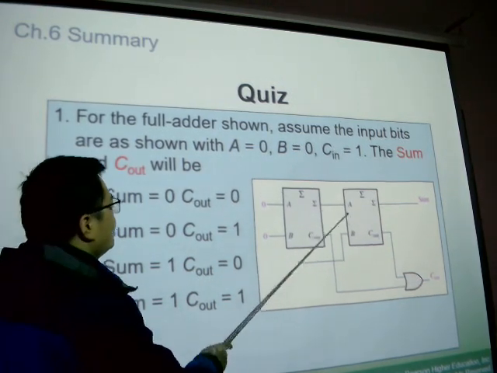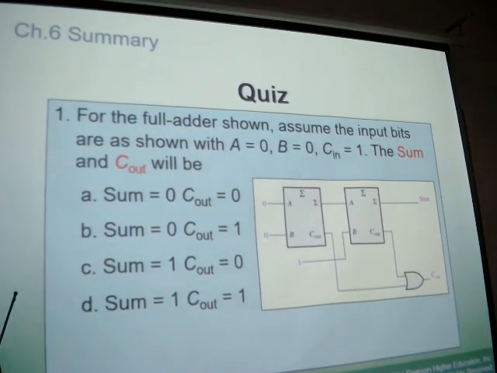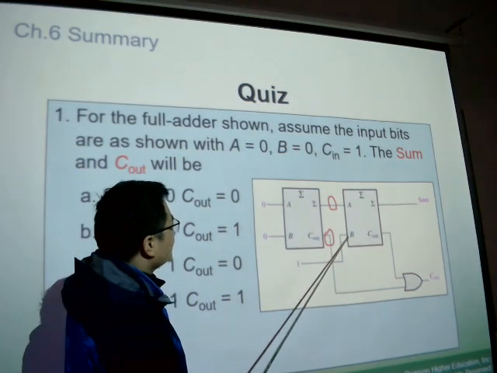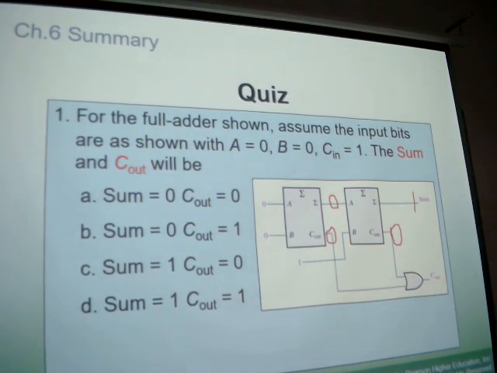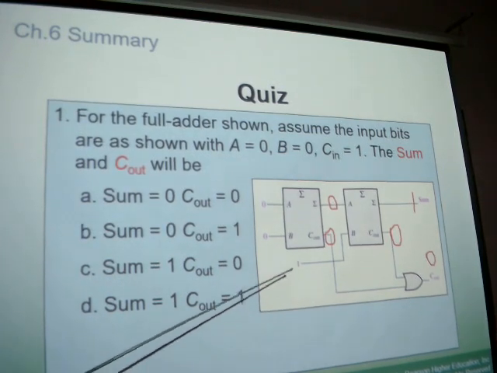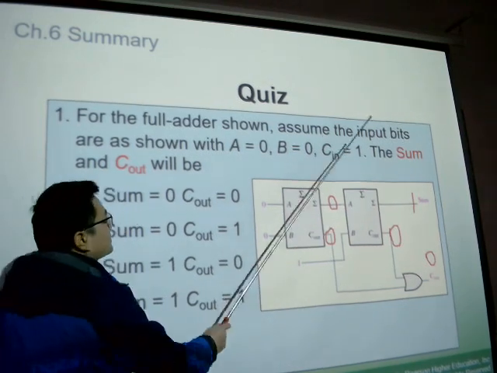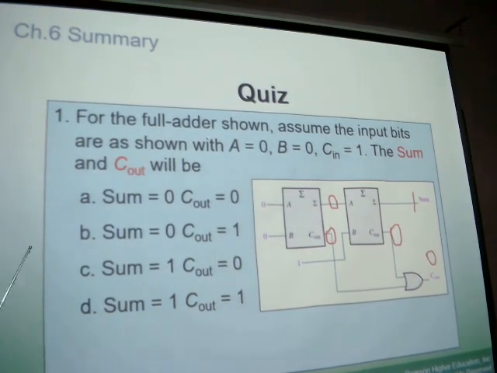There are two half adders. A plus B, the sum is 0 and the C out is 0. Then 1 plus 0: the sum is 1 and C out is 0. Then 0 plus 0, the output is 0. It is a full adder, so we can directly use A plus B plus C for the sum: 0 plus 1, the sum is 1 and the carry out is 0. Answer is C.